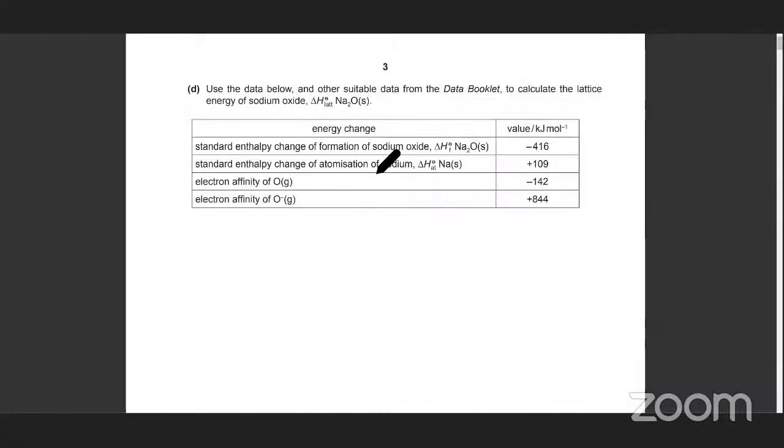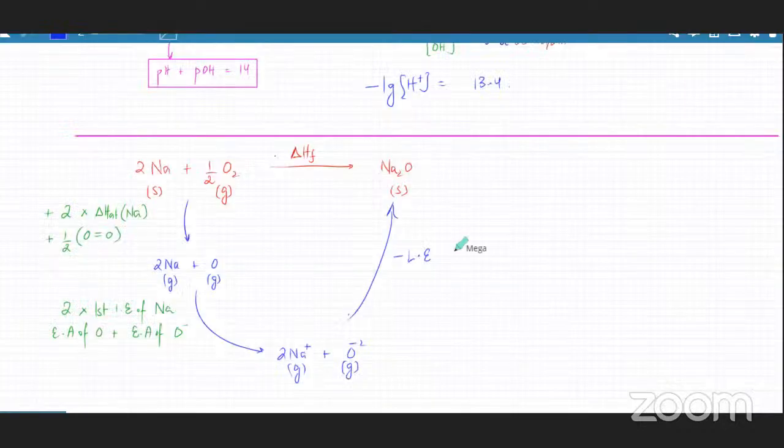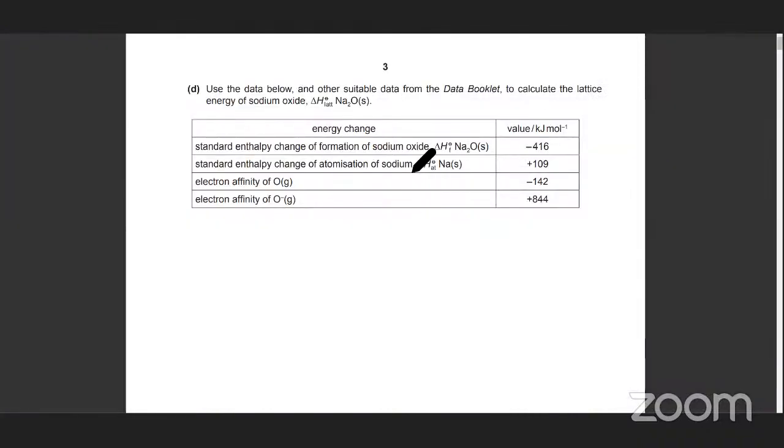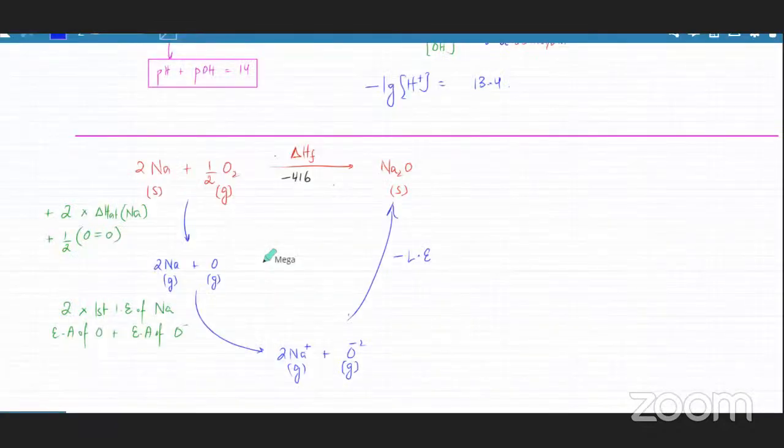Now, enthalpy of formation of sodium oxide is minus 416. You have to be very careful with the moles. So this one is minus 416, and the signs as well. Then what do you do next? Atomize the sodium. That's given. How do you atomize sodium? That's 109. So write 109 over here, multiplied by 2. And then you also have to break the oxygen bond.